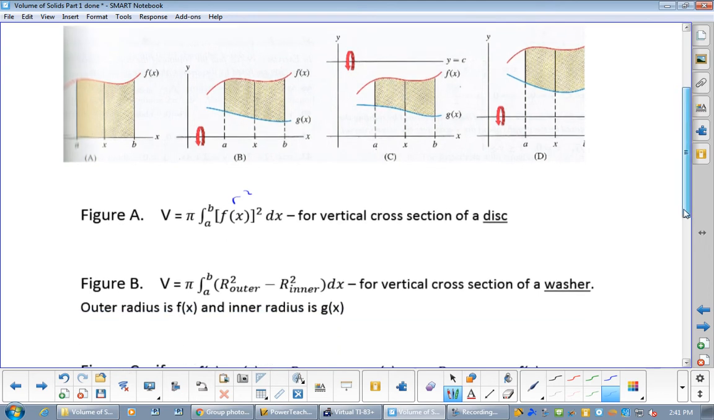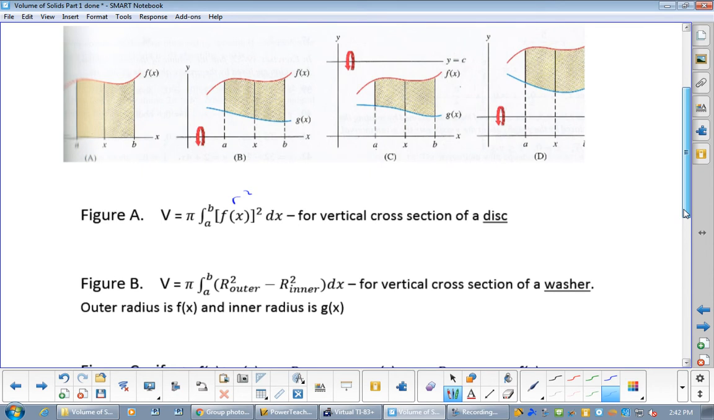Figure B is what we did on part 1 as well, and that is where we have the radius of the outer minus the radius of the inner, right? That is the washer. So figure A is the disk that we did first, and then B is the washer. Now C and D are the new ones.